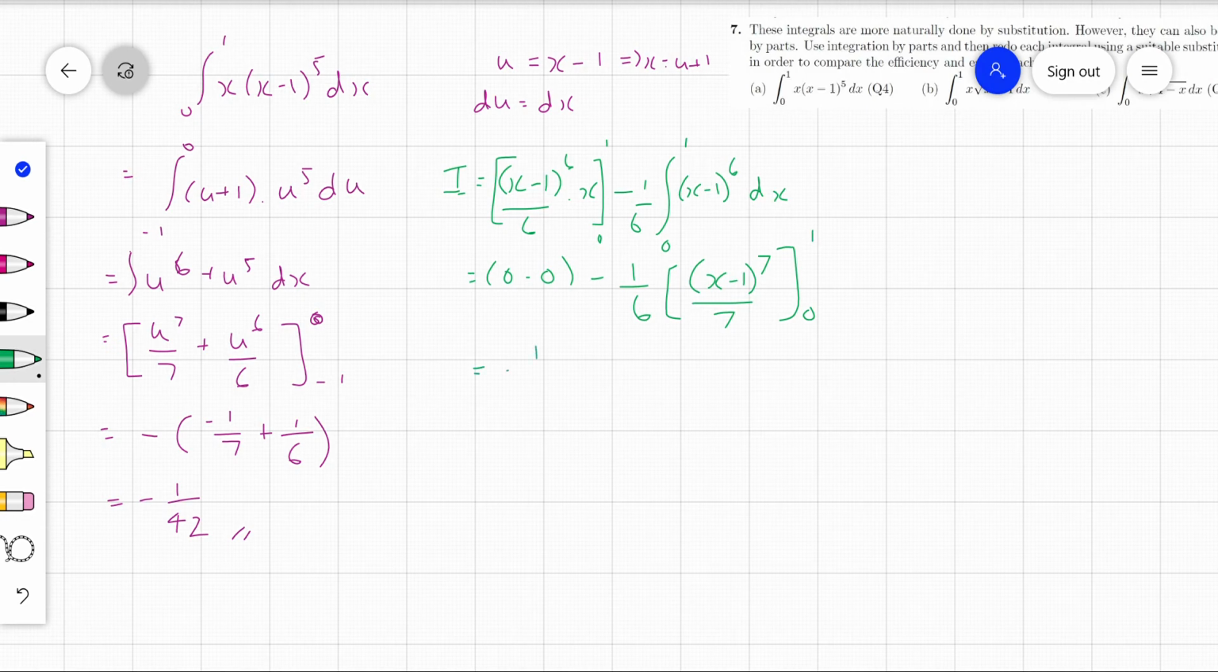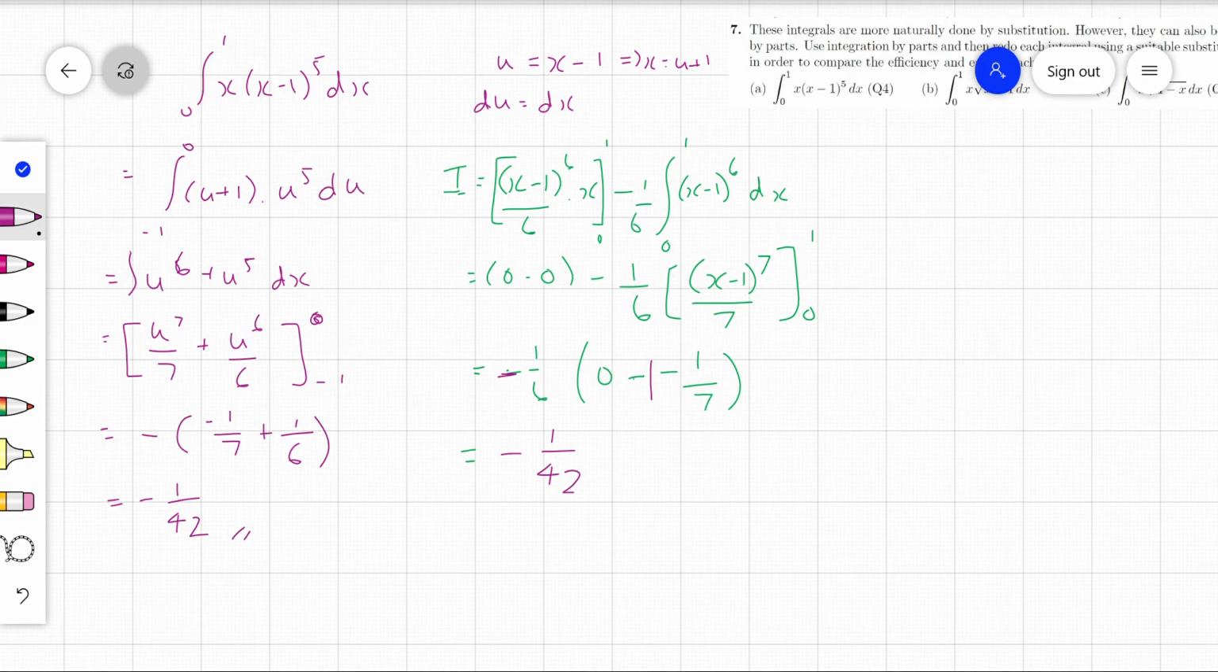So here we've got minus 1 on 6. When we sub in 1, we're just going to get 0. When we sub in 0, we're going to get, so we're minus, negative 1 to the 7, which is negative 1 on 7 there. So you can see that is going to become a plus here, but we've got a minus out the front, so we've got minus 1 on 42. So you decide which method you like better, and it really doesn't matter. They look about the same, although personally I like the substitution there, but it's up to you.